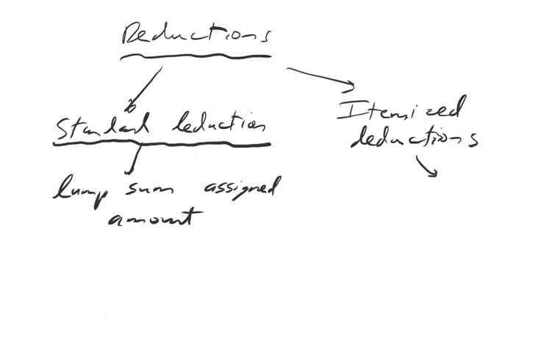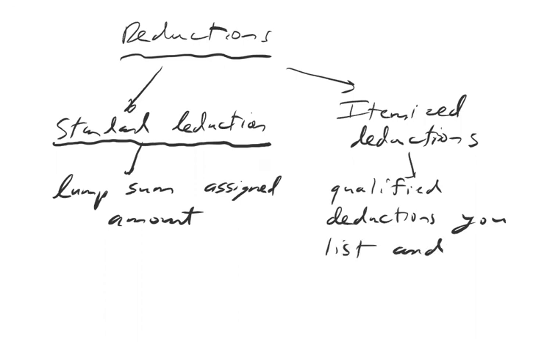The itemized deductions are qualified deductions you list and add up. Okay, that's what itemized deductions are. So when I do my taxes, because I have a wife and two kids, because I'm married, I get a standard deduction amount, something like $17,000 or $18,000 that I can deduct, which means I don't have to pay taxes on that portion of my income.